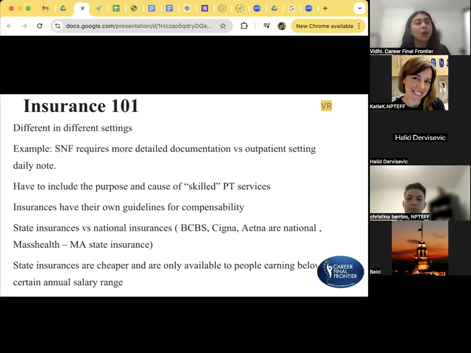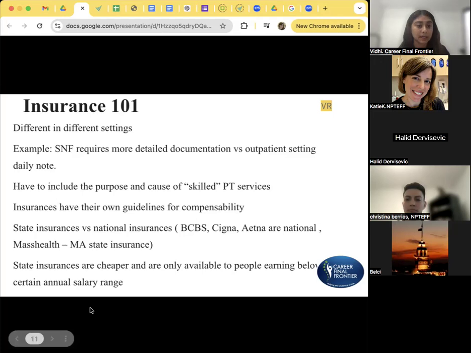You have to include the purpose and cause of your skilled PT. And this is all across the board, any setting: you are very much required to suggest the cause of continuing skilled PT, or why skilled physical therapy is important for this particular patient and how it will help. Insurances have their own guidelines for compensability. Some insurances give you a little more before they need you to do your reevaluation and show them, okay, this continued care will still continue to help this patient. Some insurances have 4 visits sometimes, and then they want to see progress. And if they do see progress, they will give you more visits to treat that particular patient. So it varies from insurance to insurance.